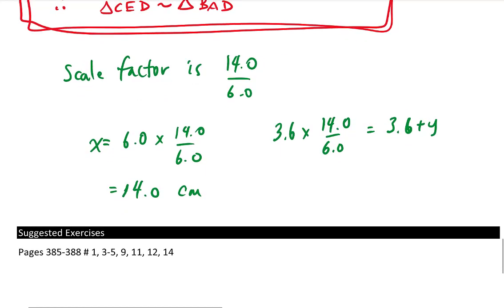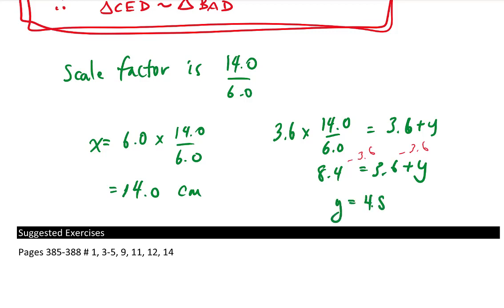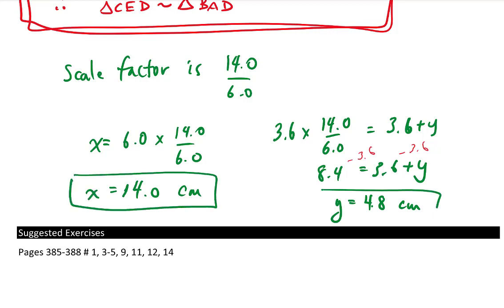So all we need to do now is solve for y. First of all, let's multiply the left side. So this gives us 8.4 equals 3.6 plus y. And the last part is subtract 3.6 from both sides, and that equals 4.8. So we have y is equal to 4.8 centimeters. And now we're done. We have x is 14 and y is 4.8.